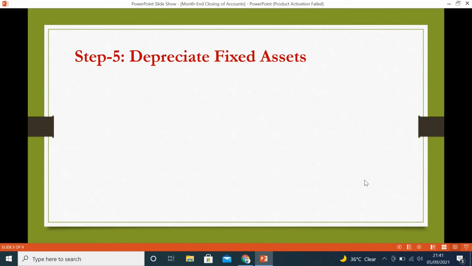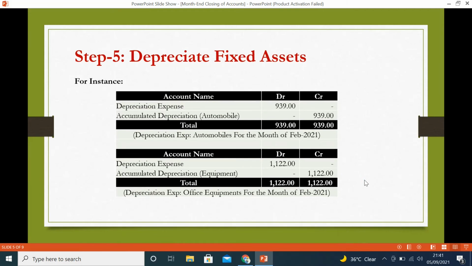At step 5, you need to depreciate all fixed assets. For instance, if we have automobiles, we will go and depreciate every month, the depreciation expense we will give debit, and accumulated depreciation we will give credit. Similarly, the depreciation expense for office equipment, we will make expense debit, and accumulated depreciation credit. This accumulated depreciation is a contra asset account, and it will be deducted from the total fixed assets in the balance sheet.